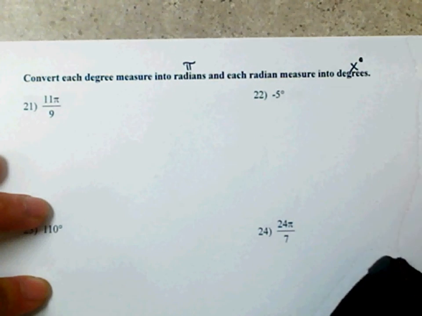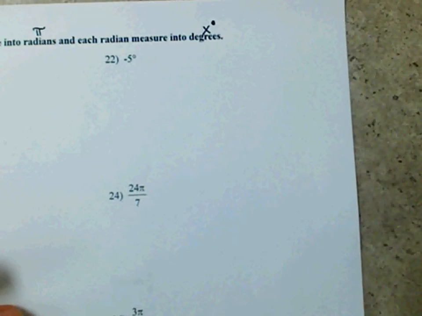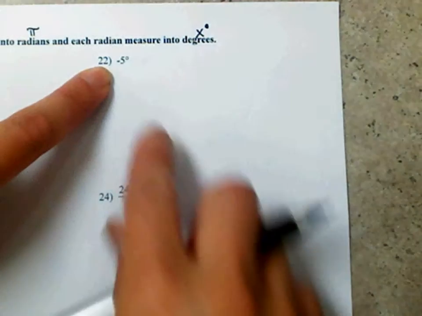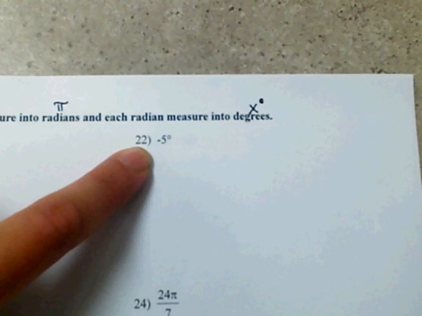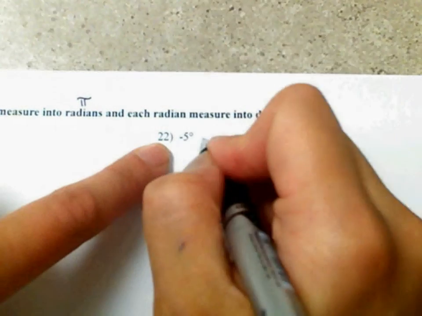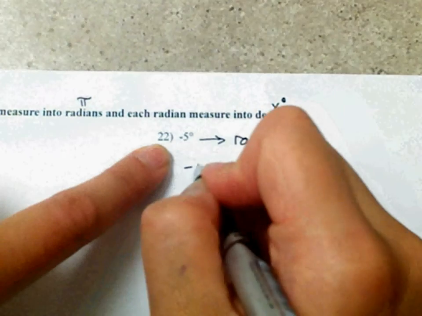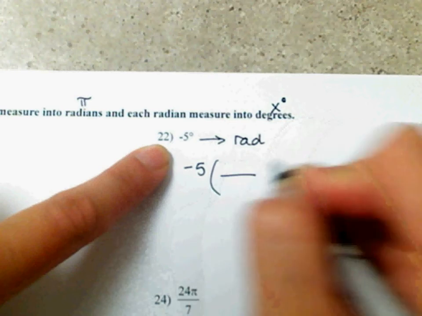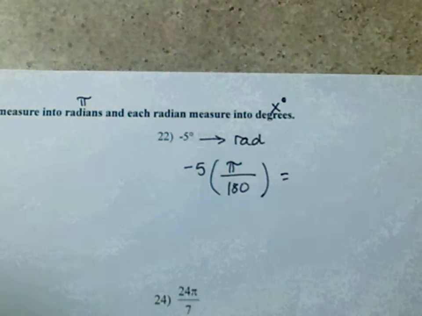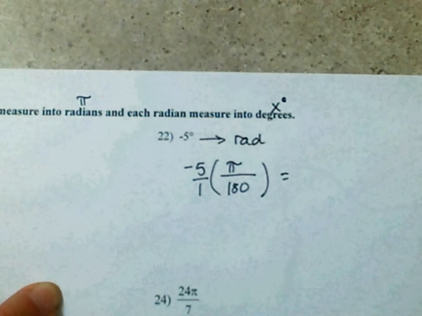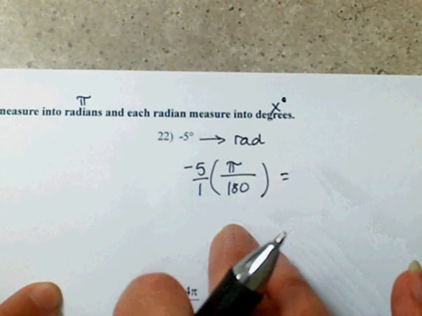So let's look at number 22. 22 says, I have a degree here. Well, if you have a degree, guess what you're going to do? You are going to convert it to radians. That's the other unit. So you're going to take -5. I want radians, so I'm going to put pi on top divided by 180. Okay? Just multiply across. This is like a 1 under here. So you're going to have -5 times pi divided by 180. So -5 pi over 180.